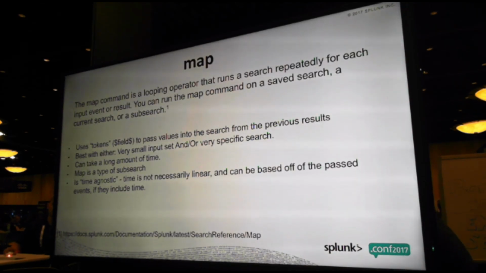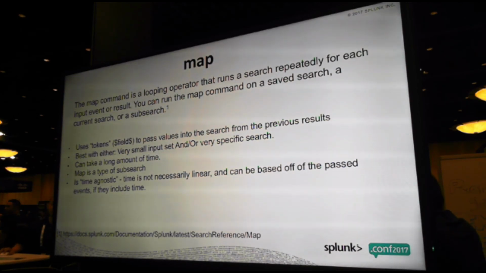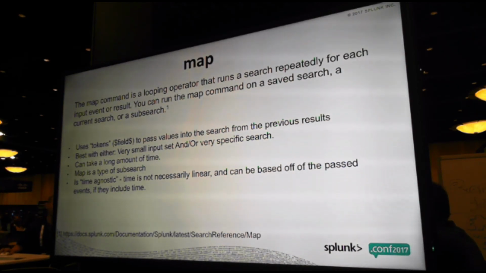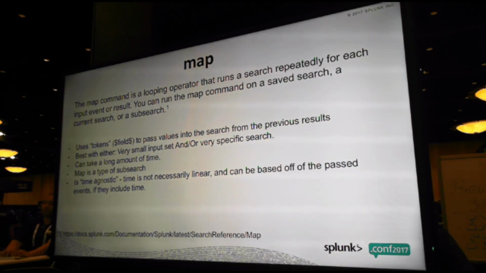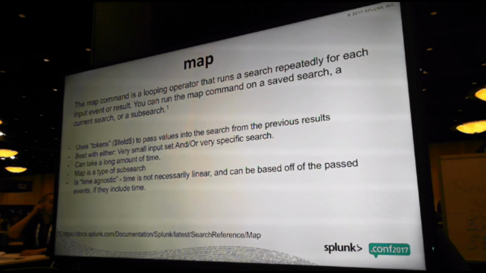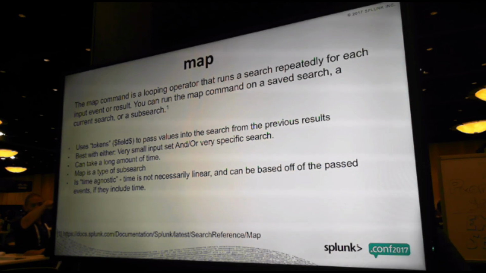Map is, again, a looping operator that runs repeatedly on each input event or result. You can run the map command on a saved search, a current search, or a sub-search. It's very flexible. It uses tokens, denoted by the dollar sign fields, to pass values into the search from the previous result set. It is very good with very small input sets or very specific searches in the map command, because you want to keep it small, you want to keep it quick. You don't want 5,000 of these things executing because it takes up a core per.